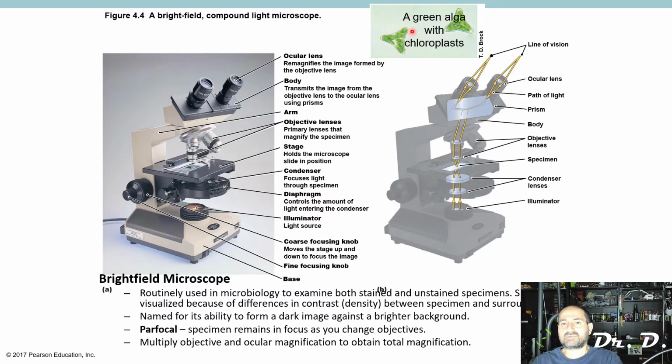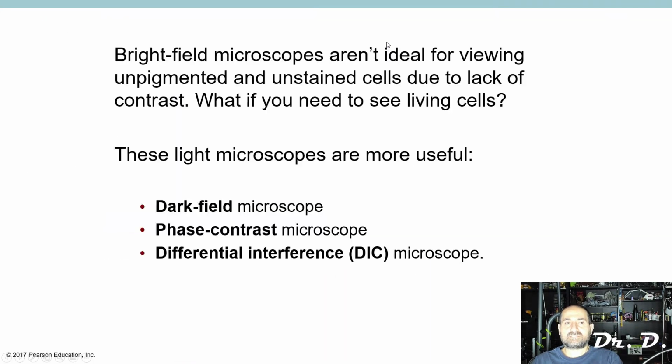But what if they didn't have chloroplast? What if you were looking at some cell that's not colored at all? Then you wouldn't have good contrast, right? So what you need to understand is bright field's great and all, but not ideal for viewing unpigmented, uncolored, unstained cells. So what if you want to see living cells but they're unstained? Well, then these types of microscopes are more useful.